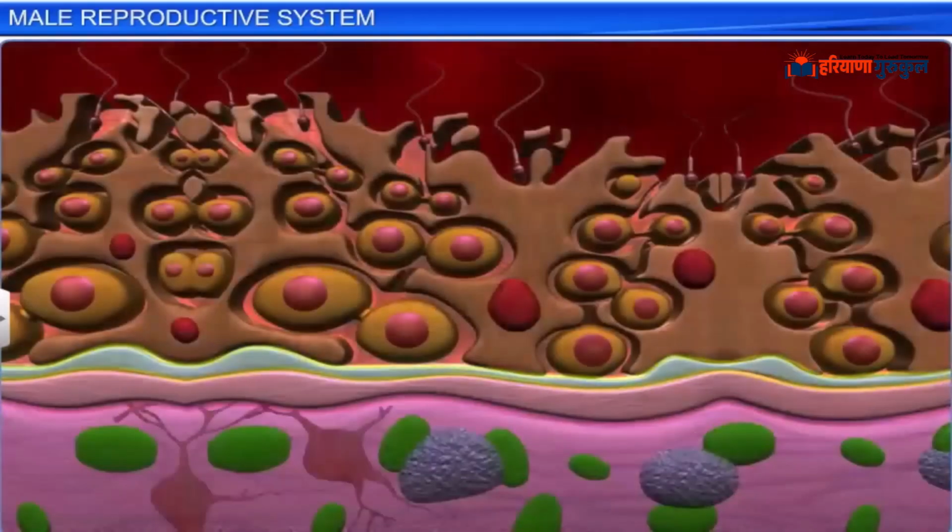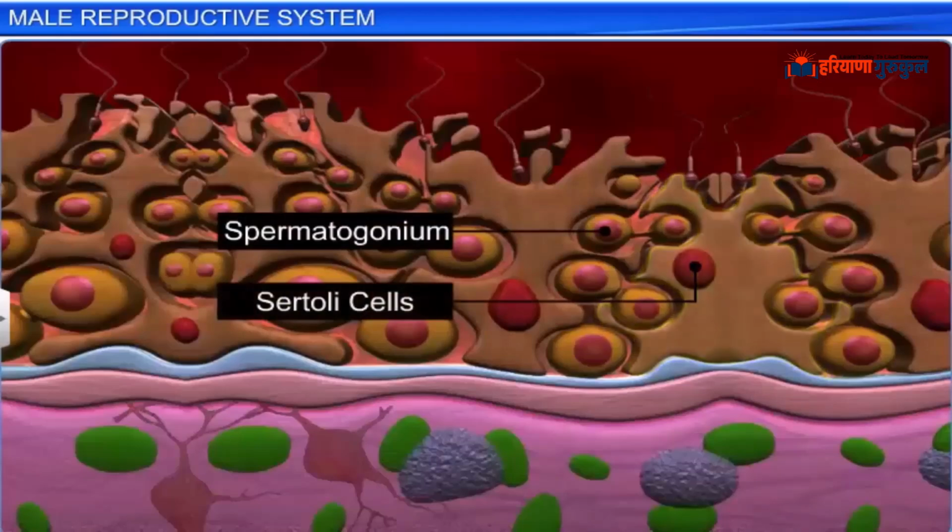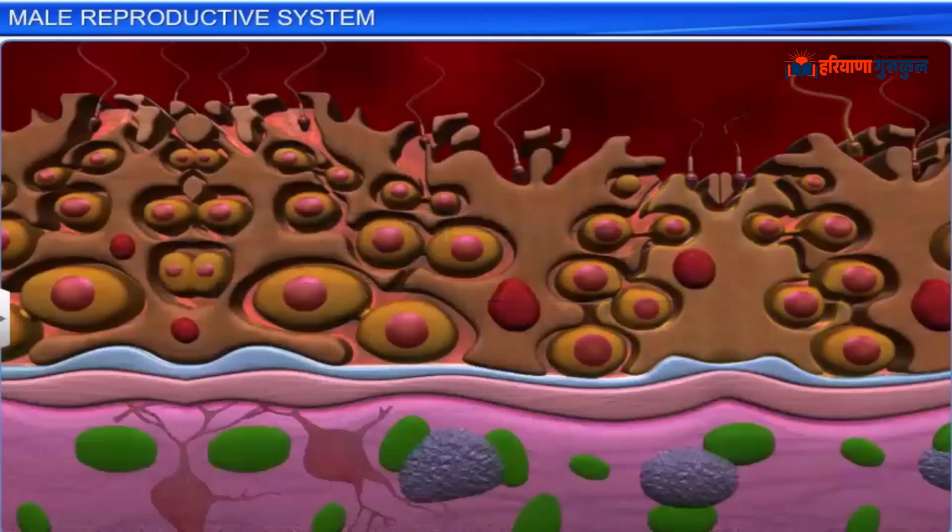The lining of each seminiferous tubule is called the germinal epithelium and contains the male germ cells known as the spermatogonia and Sertoli cells. The male germ cells undergo meiotic division to form mature sperm cells. This process is called spermatogenesis. The Sertoli cells provide nutrition to the germ cells.